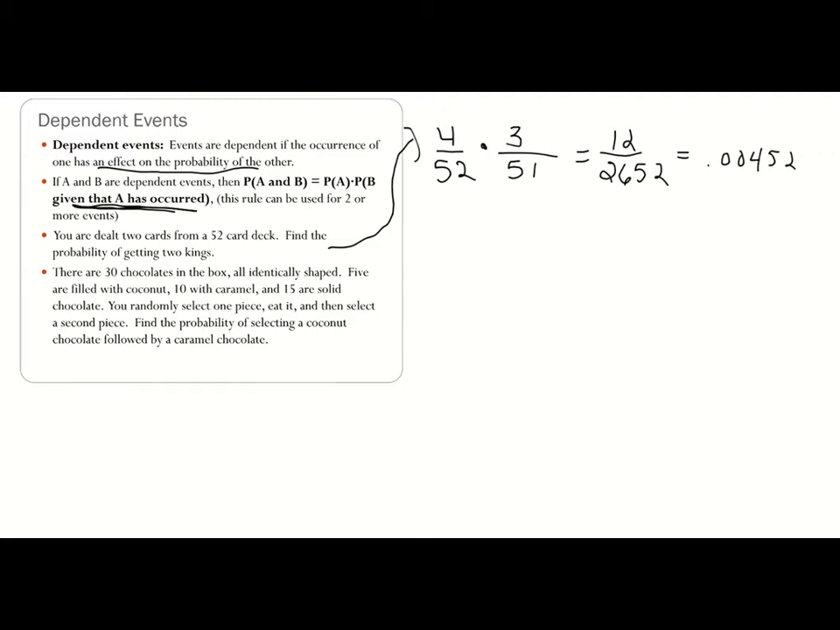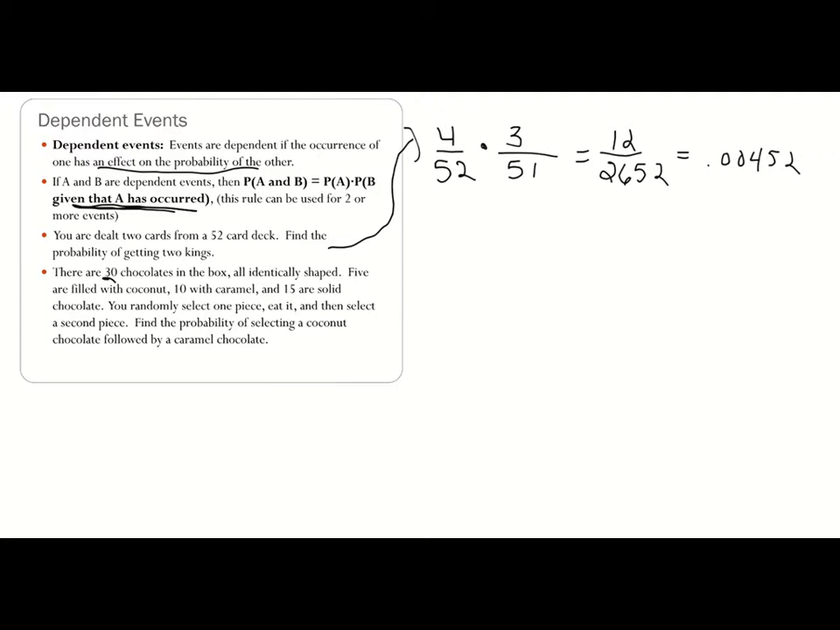All right, next. There are 30 chocolates in a box, all identically shaped. 5 are filled with coconut, 10 with caramel, and 15 are solid chocolate. You randomly select one piece, eat it, then select a second piece. Find the probability of selecting a coconut chocolate followed by a caramel chocolate.